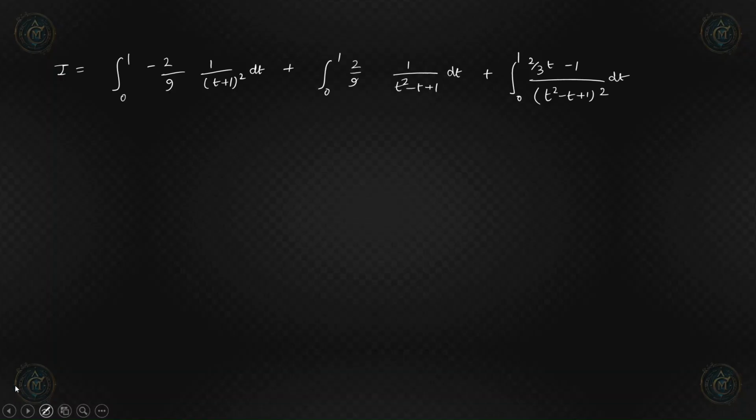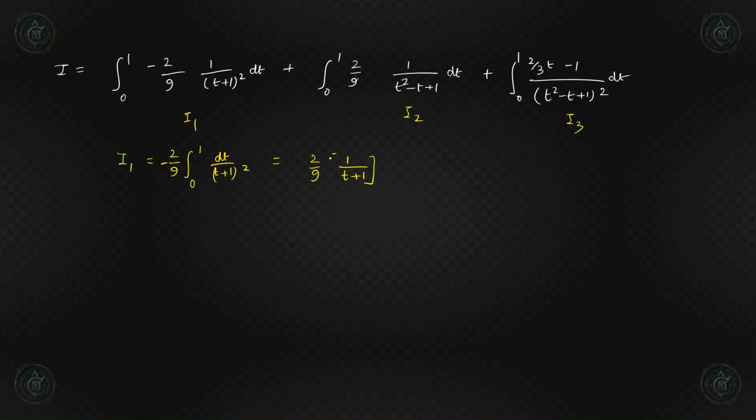So we have to calculate these integrals. Let's call this I1, this I2, and this I3. So I1, I2 and I3, let us calculate separately. I1 is simply integral 0 to 1 dt divided by t plus 1 whole square. That means this simply becomes 2 by 9 times minus 1 divided by t plus 1 with limits from 0 to 1, right. So this becomes half minus 1, so minus 2 by 9.